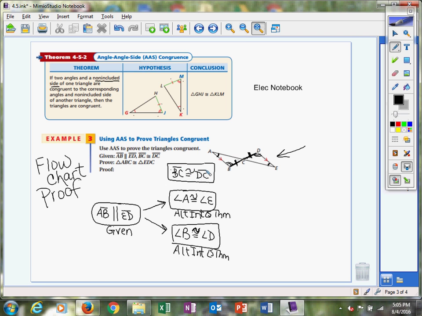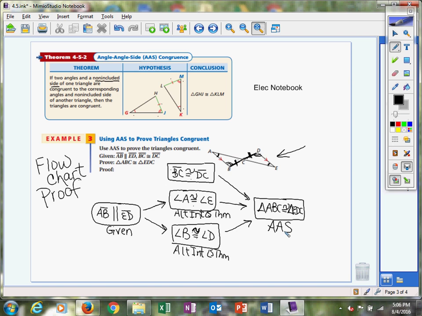We're not going to draw an arrow straight down because that information doesn't help you find the angle measures. But what it does is all 3 of these feed into this last bubble, because those are the 3 pieces we needed. We needed angle, angle, side to prove that triangle ABC is congruent to triangle EDC. And we can say that because of the angle, angle, side theorem. Okay, so there's your flow chart.